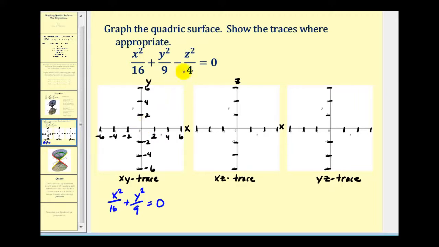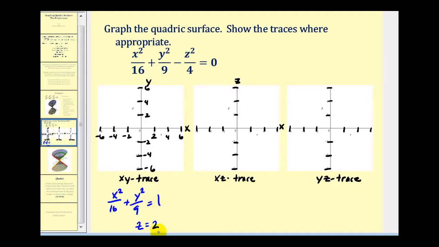And that's not going to be extremely helpful as a trace. So what we're going to do is determine a trace that would be in a parallel plane. What I mean by that is if you take a look at this equation, if we let z equal 2, then we'd have 2 squared over 4, we'd have a minus 1 here. So if we add 1 to both sides of the equation, we could use x squared over 16 plus y squared over 9 equals 1 for our trace. Again, this would be when z is equal to 2.